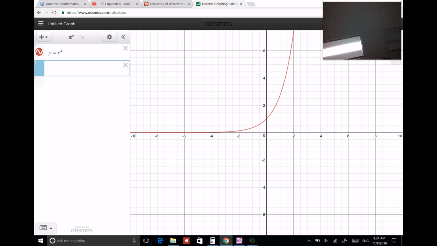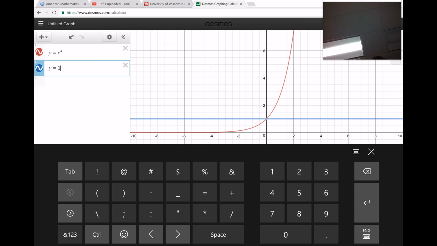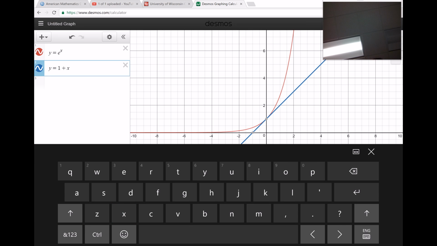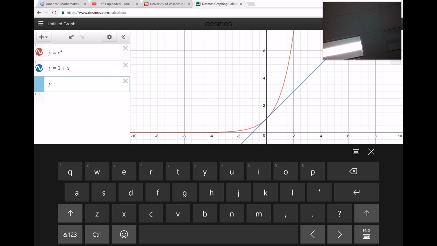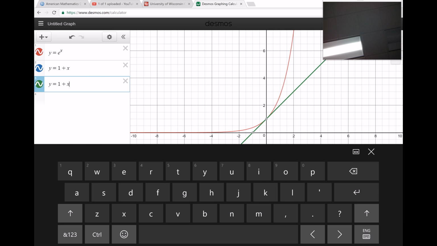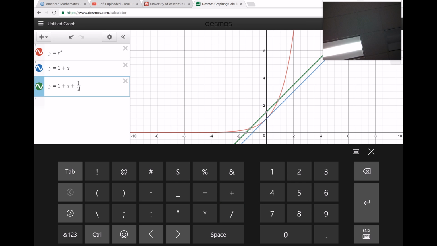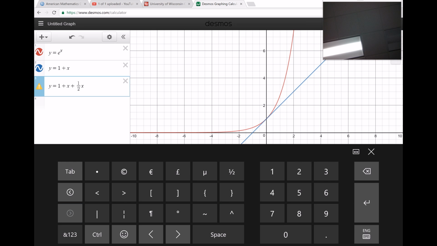Now my first approximation is y equals 1 plus x. The first polynomial I got is 1 plus x. Okay, what is my second polynomial approximation? Can anyone tell me? 1 plus x plus 1/2 x squared. Okay, that's the second approximation.